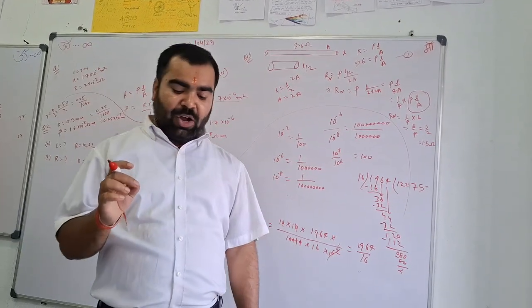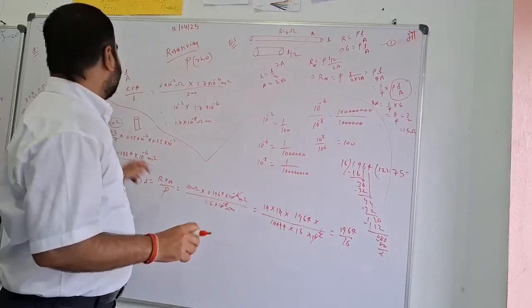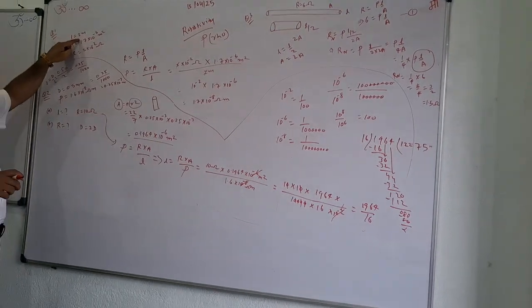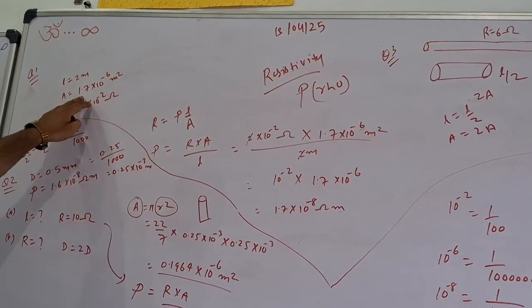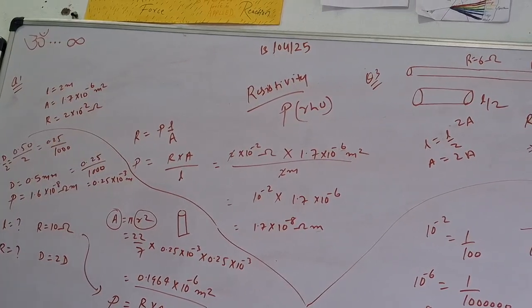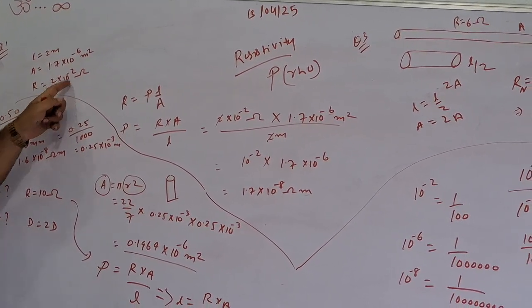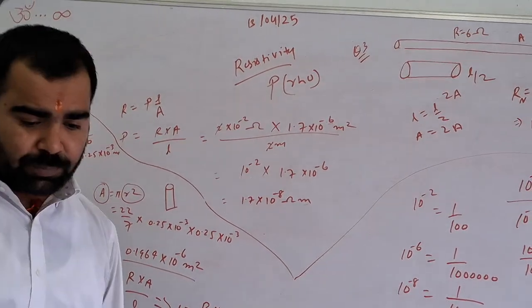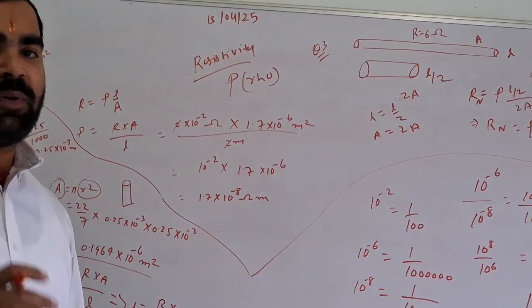A copper wire of length 2 meter. There is a copper wire of length 2 meter, you can see it. A copper wire of length 2 meter and cross-sectional area 1.7 into 10 to the power minus 6 meter square, and resistance of the conductor is 2 into 10 to the power minus 2 ohm. So what do you have to find in this? You have to find the resistivity of the copper wire.